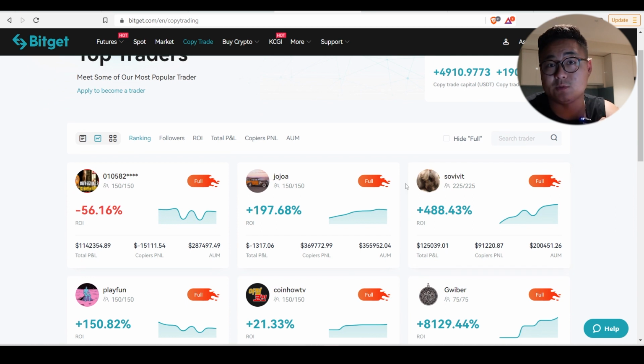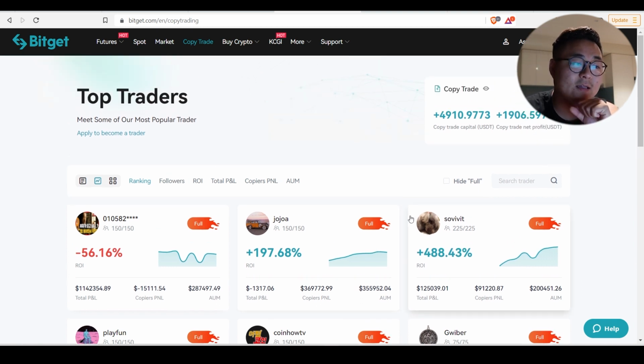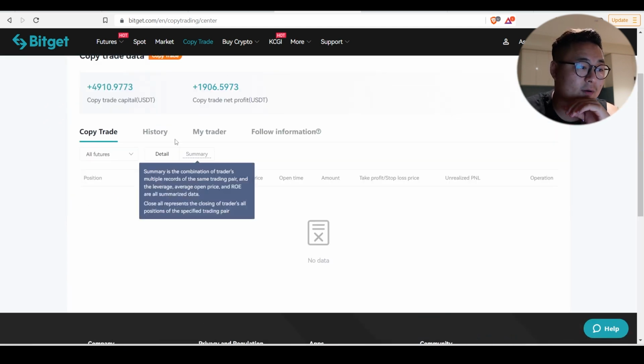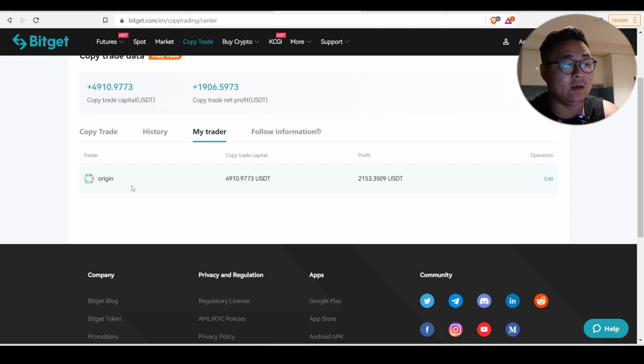They obviously are not responsible for your losses. They also are not responsible for your wins either. You're just following them. You're just using the bot to follow their orders and to copy their trades exactly as and when they come up. Now, let's have a look at the trader that I'm following right now. I'm following a trader called Origin. Now, you can also diversify your strategy here as well. You don't have to follow one trader. I am, but you don't have to do that.